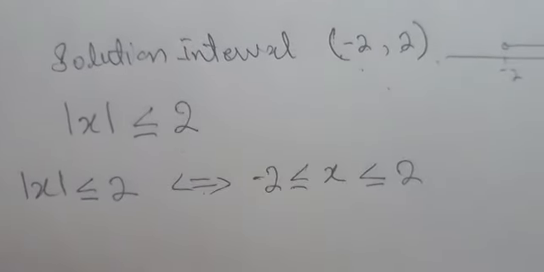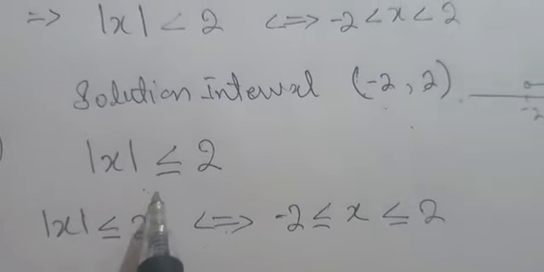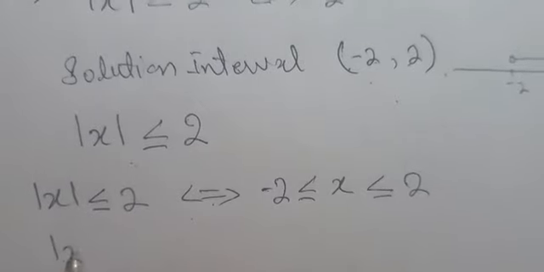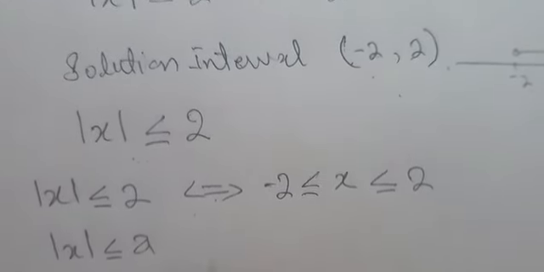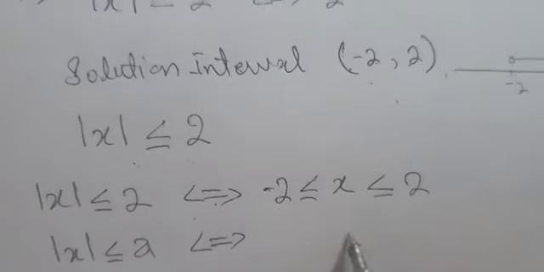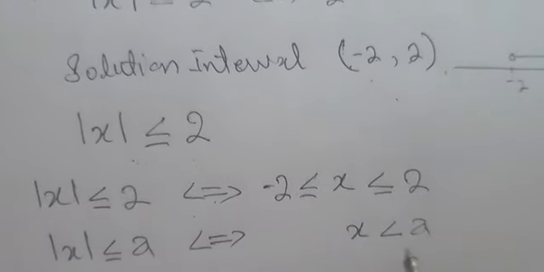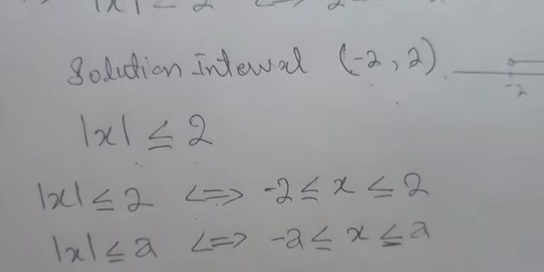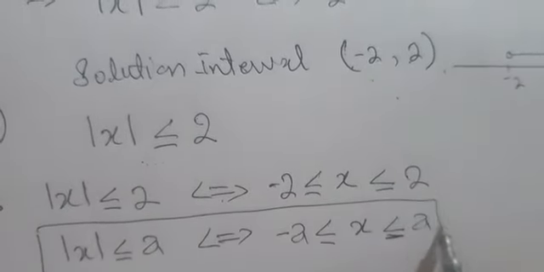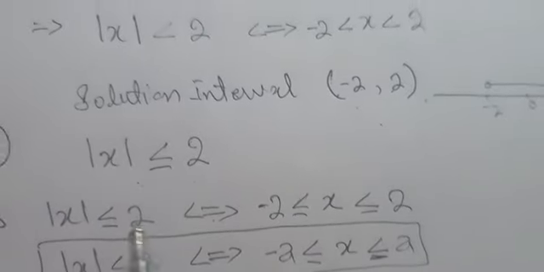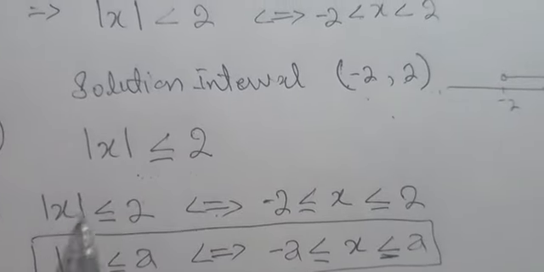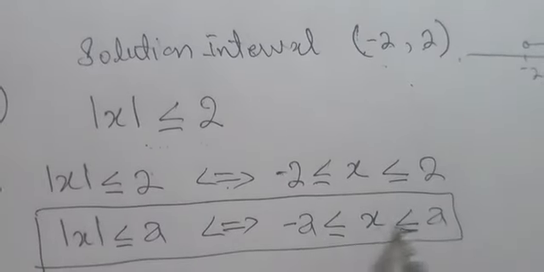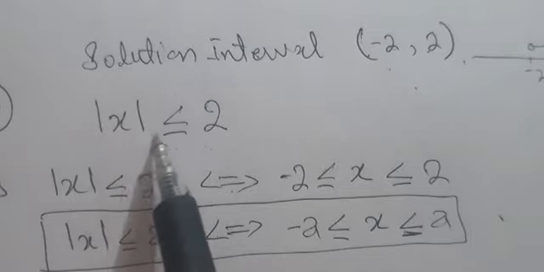Which property? I forgot to mention here. Actually we are using this: absolute of x less than or equal to a if and only if x is less than or equal to a and greater than or equal to negative a. Actually we are using this property now in this problem, because here we have this symbol and we will use this one while solving this kind of inequality.